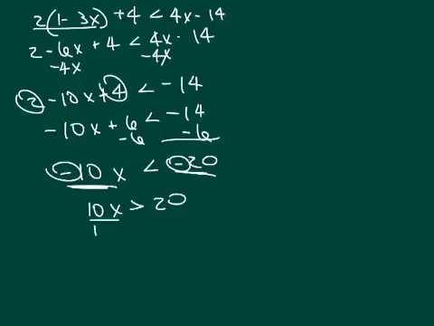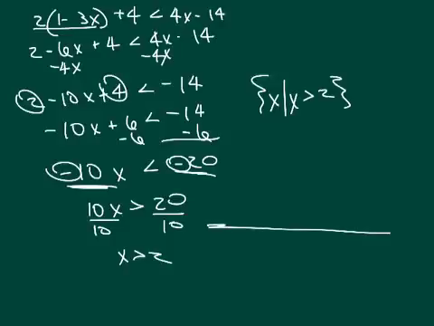Okay, divide by 10, and we get x is greater than 2. Set builder notation. And a graph. Or an open circle. X is bigger than 2, so it goes to the right, and you're done there. Alright, so example number 9 is what we're going to be working on right now.